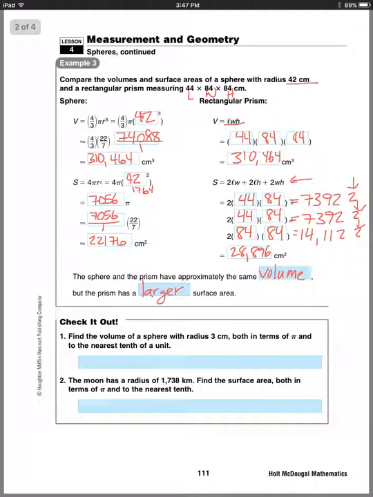Okay, go try your check it outs and then start. Remember, this is the last lesson of this chapter, so make sure that you start your reviewing for your test so you can hopefully get a good grade the first time.